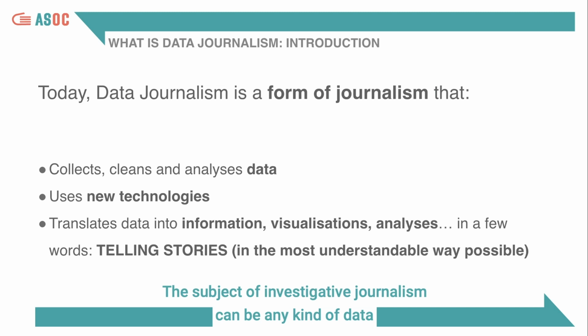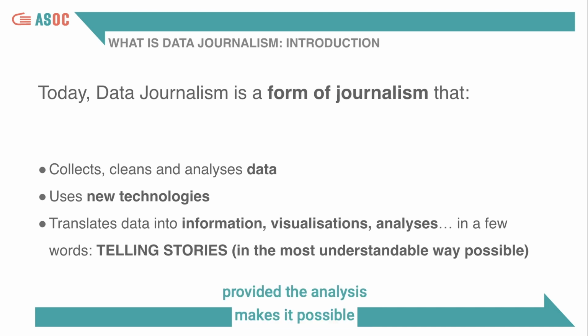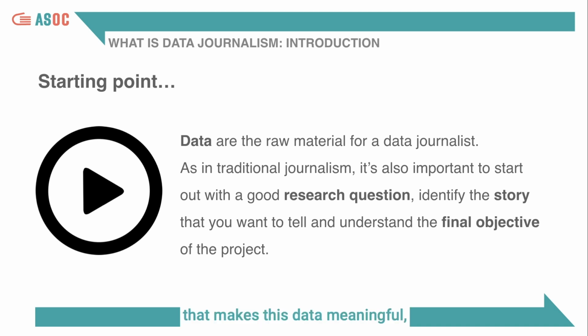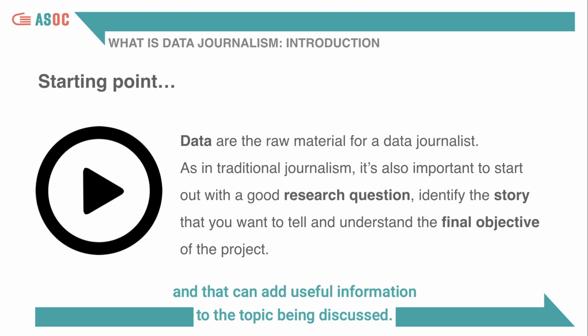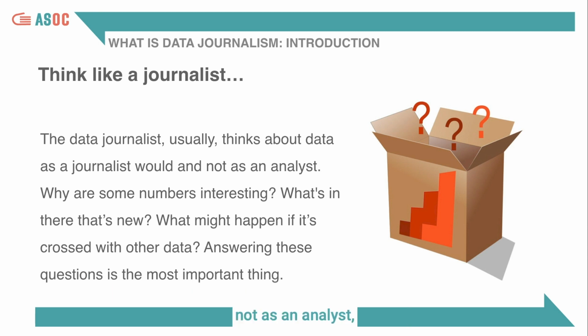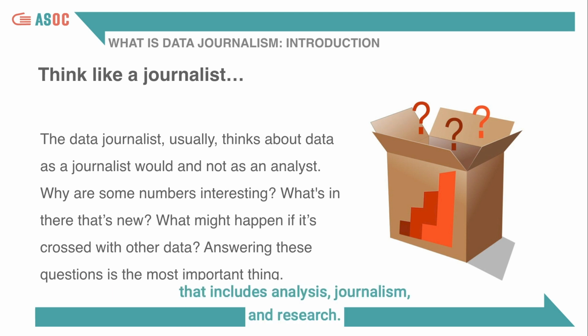The subject of investigative journalism can be any kind of data on topics that are economically and socially relevant, provided the analysis makes it possible to extract information of public interest. The starting point for a data journalist is obviously the data. From that, we start looking for an analysis that makes this data meaningful and that can add useful information to the topic being discussed. Usually, the precision journalist approaches the data as a journalist and not as an analyst, even if his work is a bit of a cross between the analyst, the journalist, and the researcher.